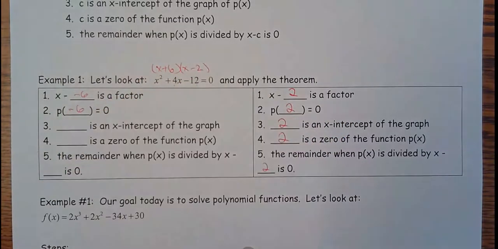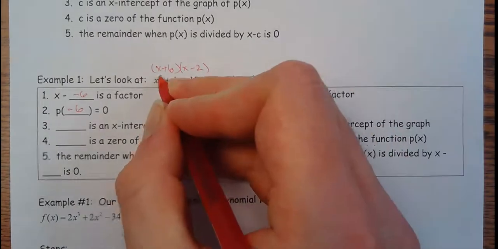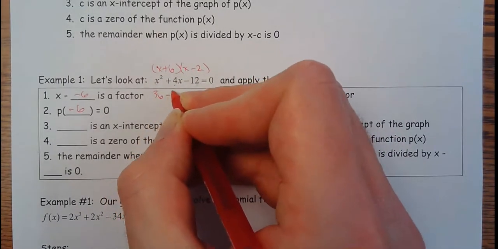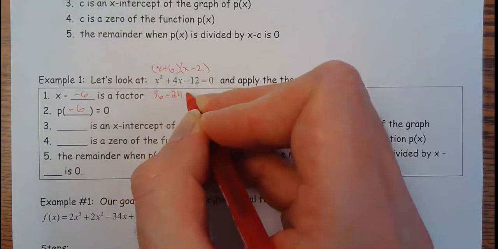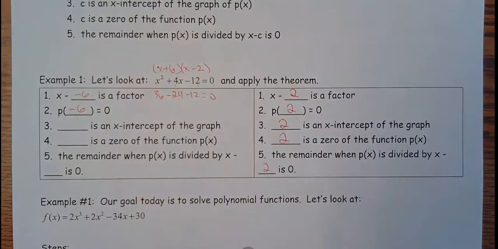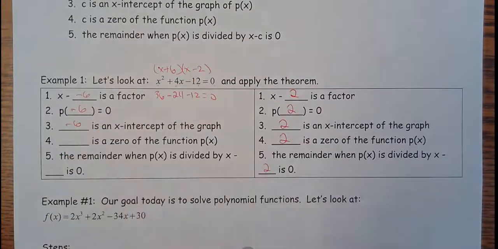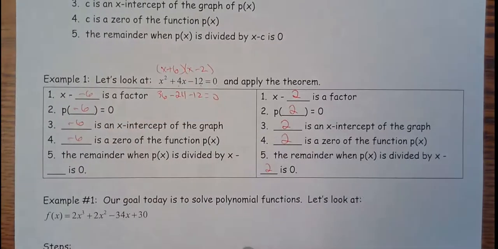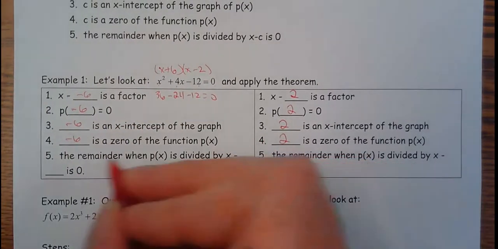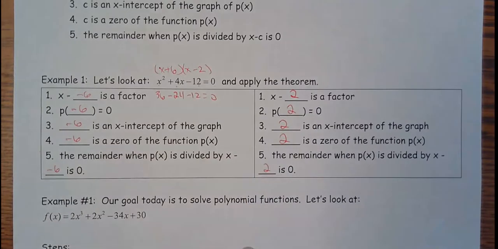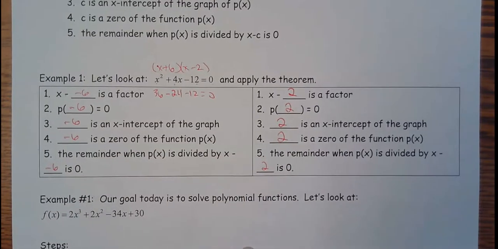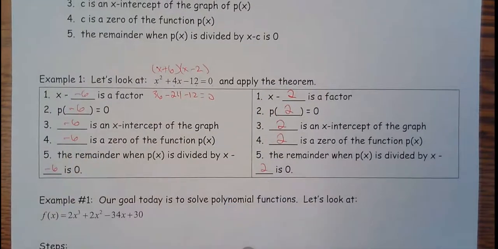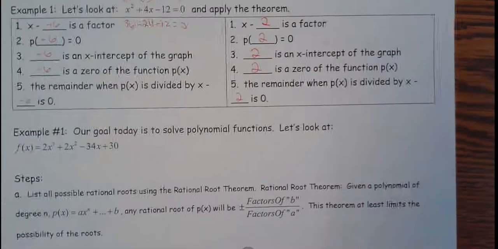If I plugged in negative 6, I'd get 0. Negative 6 squared is 36. Minus 4 times 6 is 24. Minus 12. Yep, that equals 0. Negative 6 is an x-intercept, and it's a 0 of the function. And if I divided by x minus negative 6, I would get 0. Okay? So all these things are equivalent. They all mean the same thing, basically.